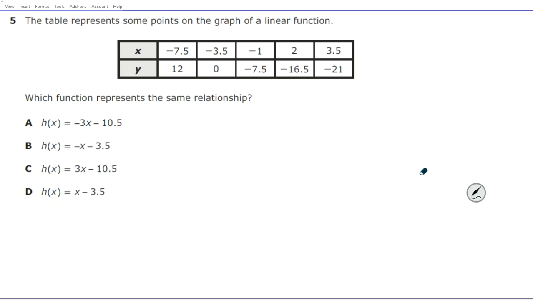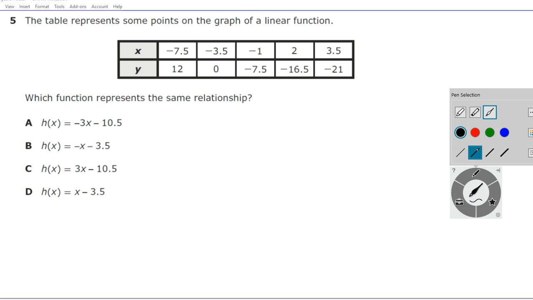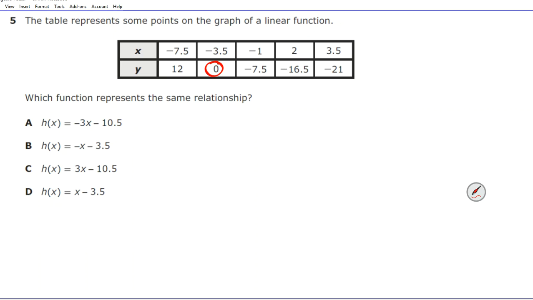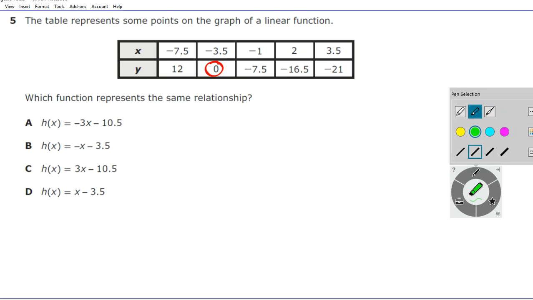Now this is a little bit tricky because some students might take a look at this 0, they might gravitate towards the 0, and they might say, oh, the y-intercept is negative 3.5, since when y is 0 we have an x value of negative 3.5. But is that the case?